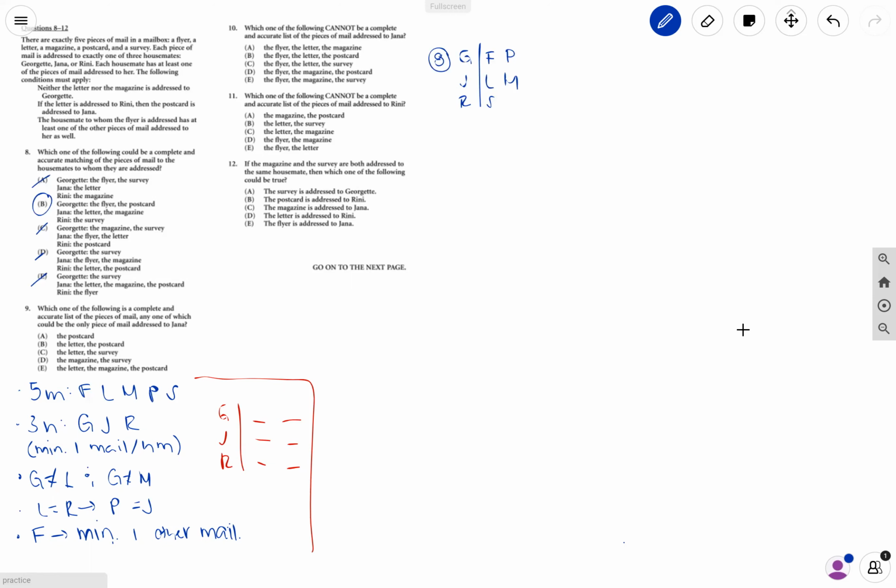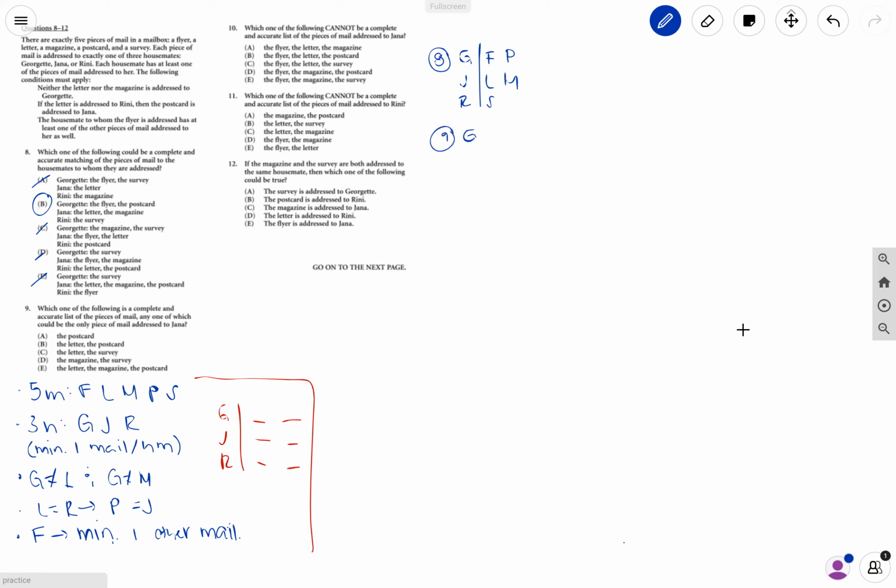Question 9 says, which one of the following is a complete and accurate list of the pieces of mail, any one of which could be the only piece of mail addressed to Jana? So this question you can get it wrong if you don't read it carefully. So basically, we want to see which pieces of mail can be assigned to her alone.